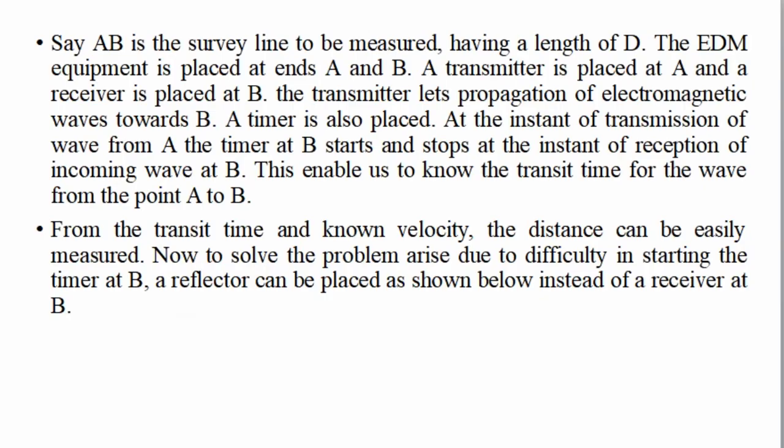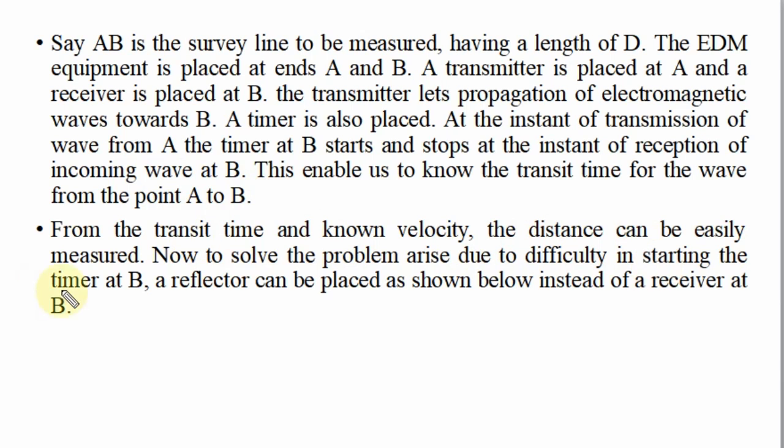Then let AB be the survey line to be measured, having the length D. The EDM equipment is placed between A and B. Transmitter is placed at A and the receiver at B. The transmitter sends electromagnetic waves towards B. A timer is also started at the instant of transmission of the wave. The timer at B starts and stops at the instant of reception of the incoming wave. This is used to know the transit time of the wave from A to B. From the transit time and the known velocity, the distance can be easily measured.